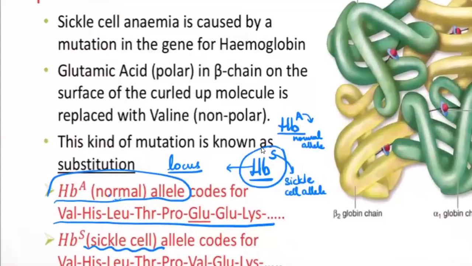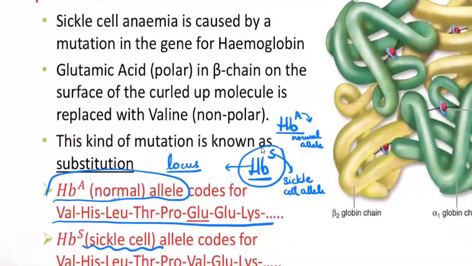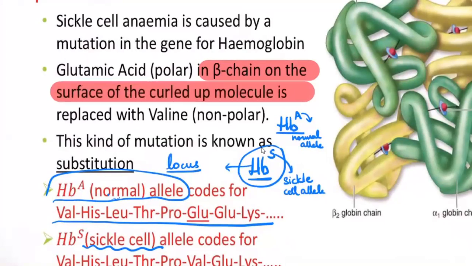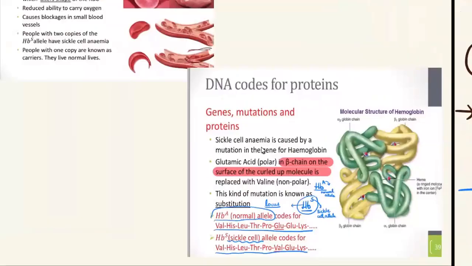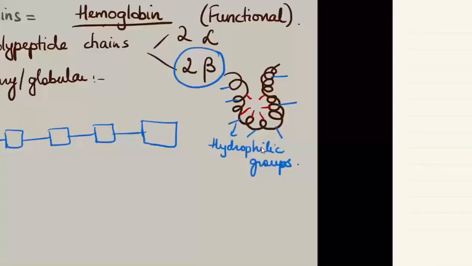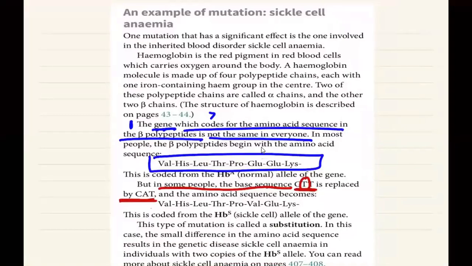Again, I'm going to repeat one thing again and again: don't forget that this mutation is affecting the beta globin chain, not the alpha globin chain. And it's a mutation in which, and you have to remember the names of these amino acids, glutamic acid is replaced by valine. You also have to remember that glutamic acid is a polar amino acid, whereas valine is a non-polar amino acid, right? Yes, this is all repetition from last time, but I had to.